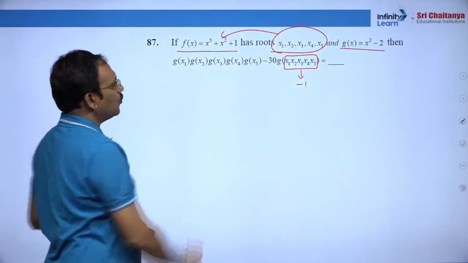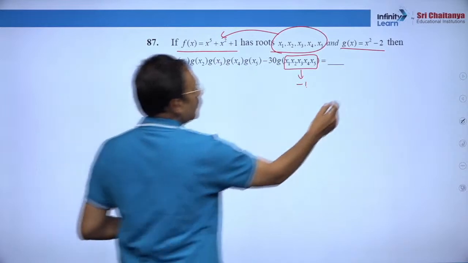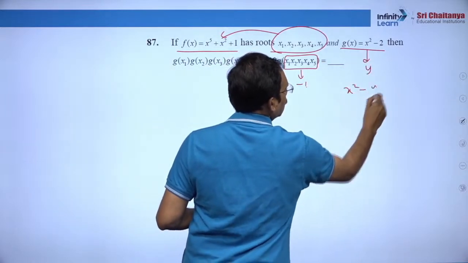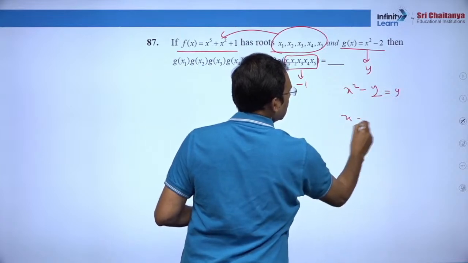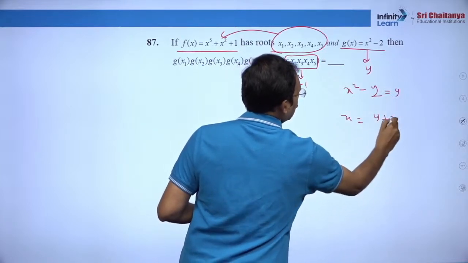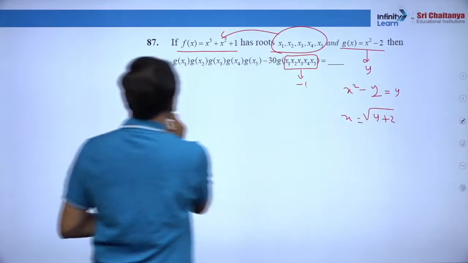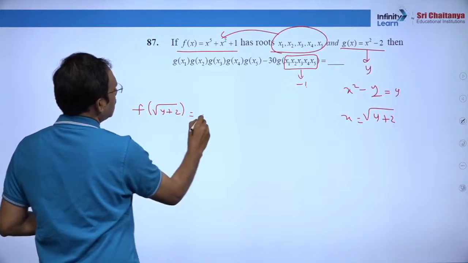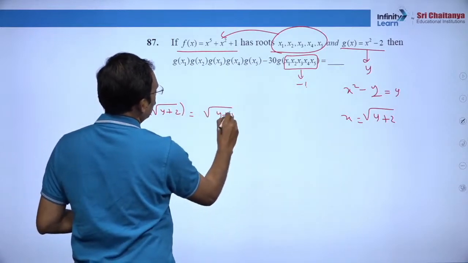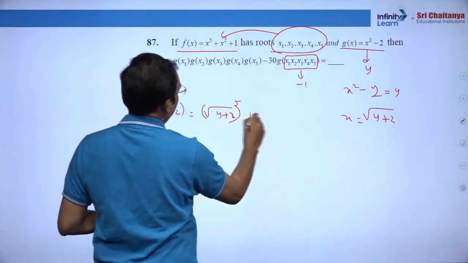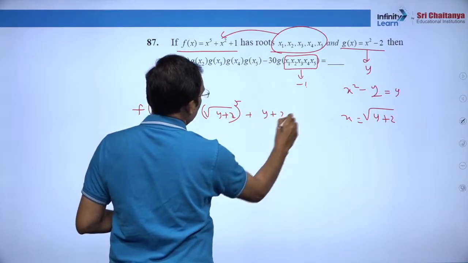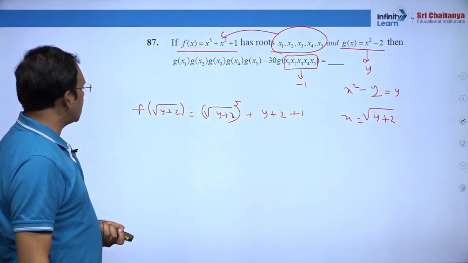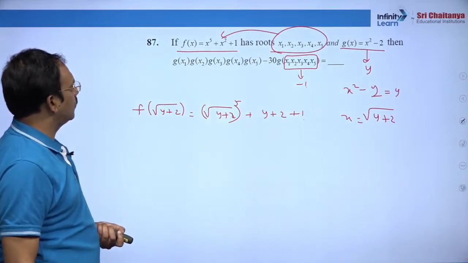Now here, how to find this? For this what I do is let g of x be y, so x square minus 2 is equal to y, and x is going to be under root y plus 2. You just find, my dear friends, f of root y plus 2, which is root y plus 2 whole power 5 plus y plus 2 plus 1, right. So if I can say f of root y plus 2, yes.